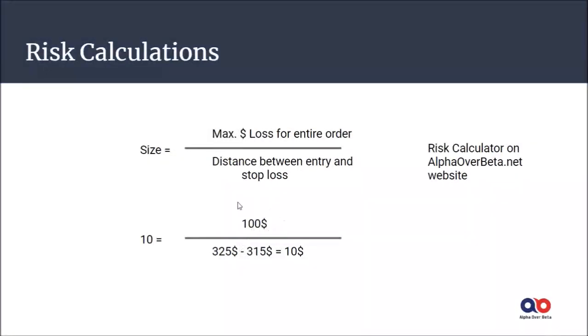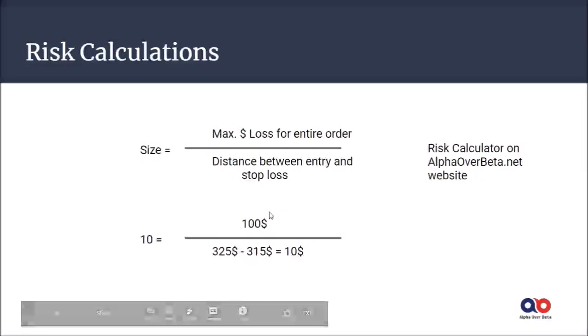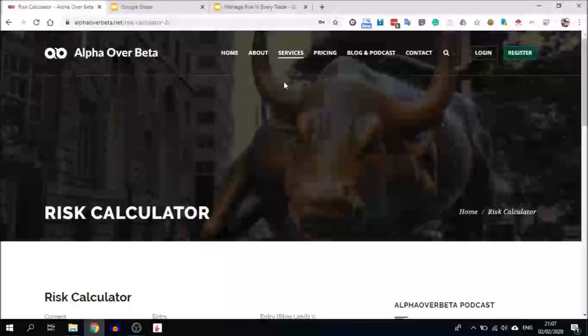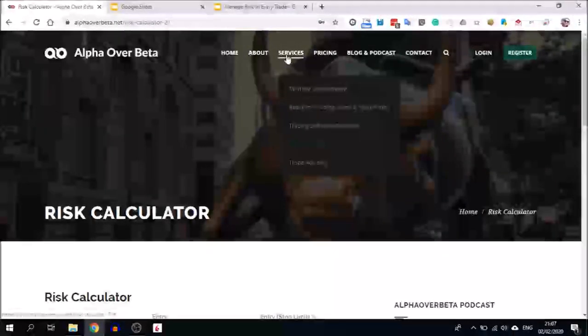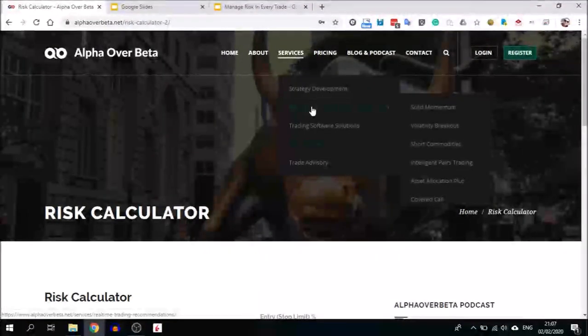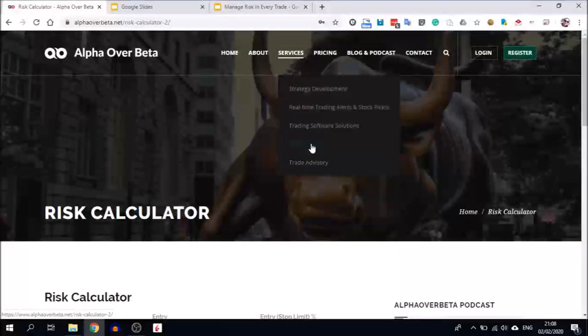Okay. Now that you know the basics and the simple math behind it, we have prepared a calculator on Alpha over Beta's website. What you should do is go to Alpha over Beta. In Alpha over Beta, we have our services. We have a number of services, as you can see here in the list. We have the strategy development service and the real-time trading alerts and many more. And we will add more as we develop them.